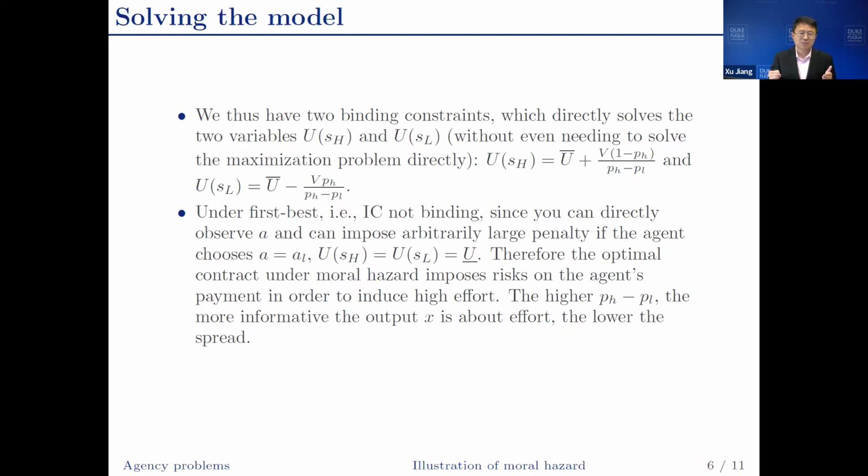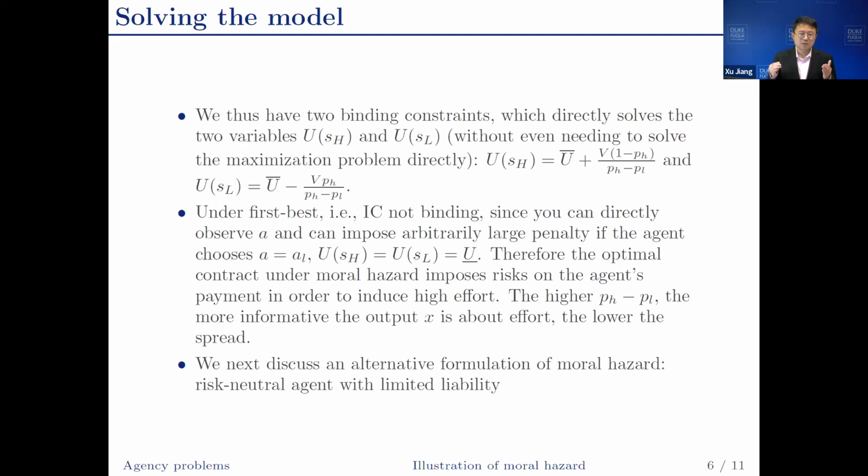And this is intuitive because if you put U(SH) bigger than U(SL), you can induce the agent to exert high effort, because by exerting high effort, the agent is more likely to be paid SH versus SL. And you can also see here, the larger PH minus PL is, the smaller the spread between U(SH) and U(SL). Because the larger PH minus PL is, the more informative the output X is about effort, and therefore you don't need such a big spread.